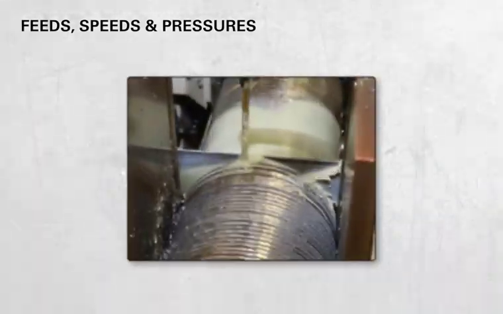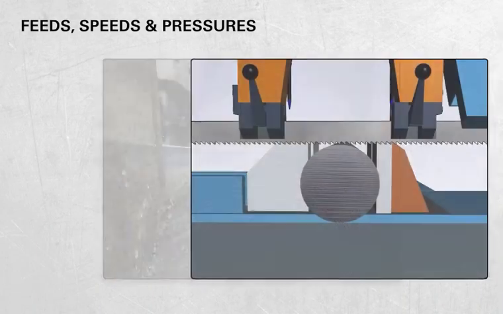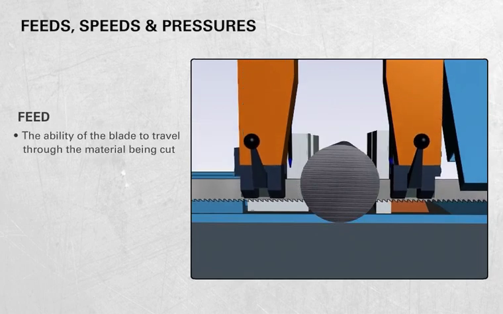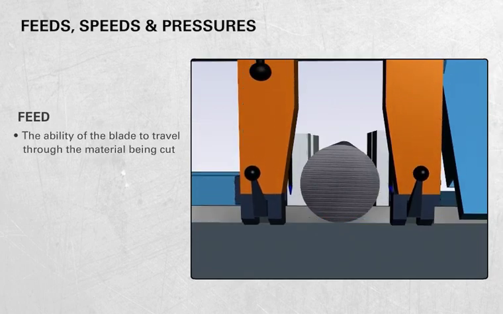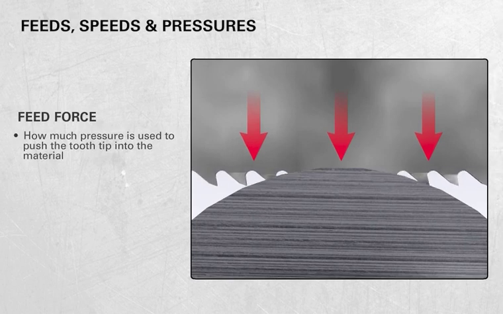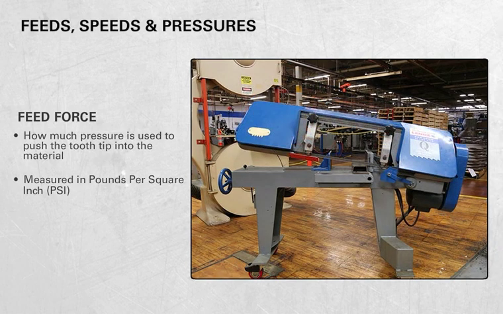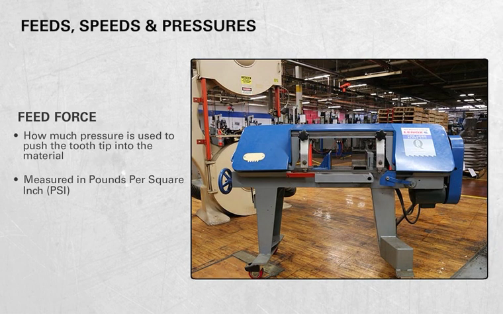The next control that is at work when cutting with a bandsaw machine is feed force. Feed is the ability of the blade to travel through the material being cut. Feed force is how much pressure is used to push the tooth tip into the material. Feed force is measured in pounds per square inch, also called PSI, or bars. Often, feed force is just simple gravity pulling on the weight of the machine head, because not all bandsaw machines will allow for automated changes.